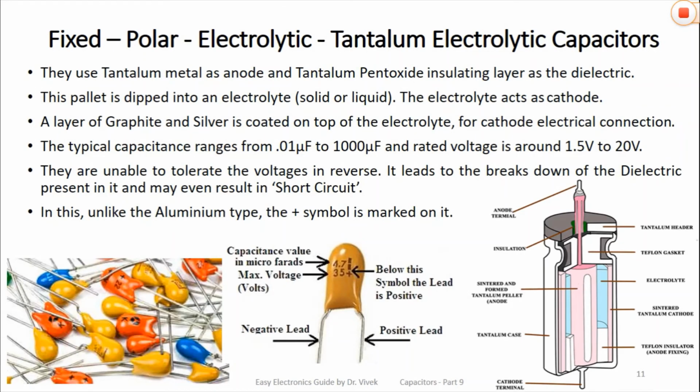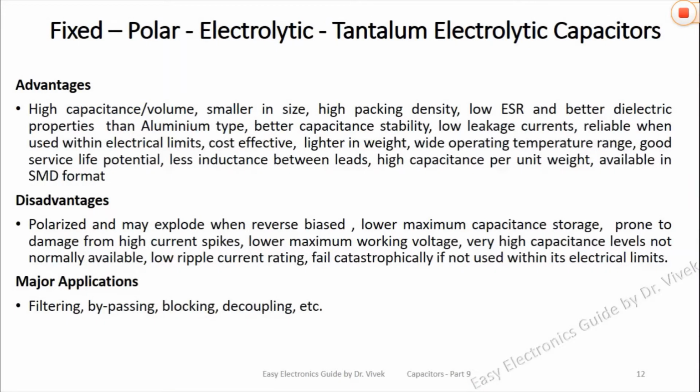Tantalum electrolytic capacitors use tantalum metal as anode and tantalum pentoxide insulating layer as the dielectric. This pellet is dipped into a solid or liquid electrolyte. The electrolyte acts as the cathode. A layer of graphite and silver is coated on the top of the electrolyte for electrical connections. The advantages, disadvantages, and major applications of tantalum electrolytic capacitors are given here.